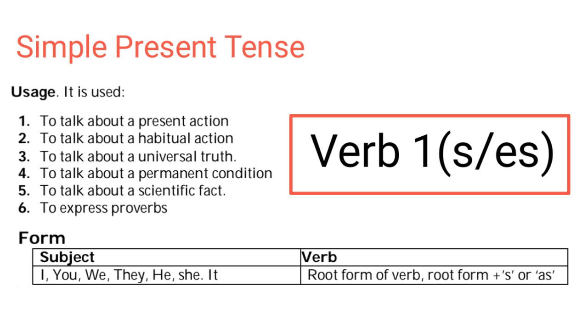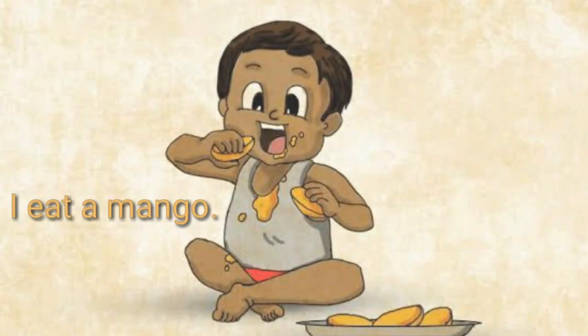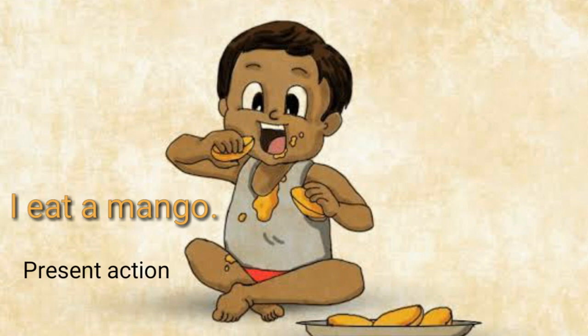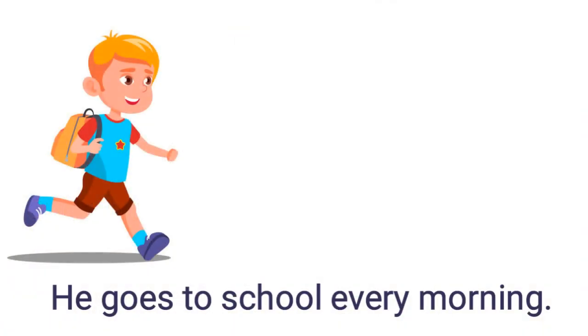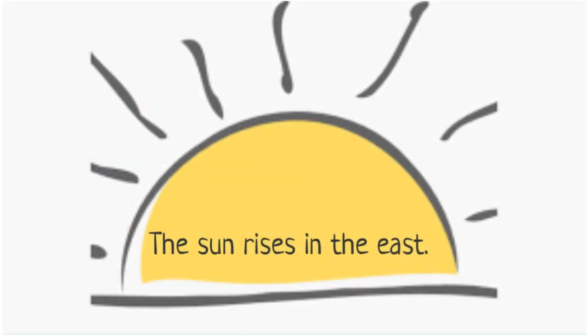To talk about a present action. Example, I eat a mango. It's a present action. Next one, to talk about a habitual action. He goes to school every morning. It's a part of his habit. Next one, to talk about a universal truth. Example, the sun rises in the east. It's a universal truth and we can't change it.